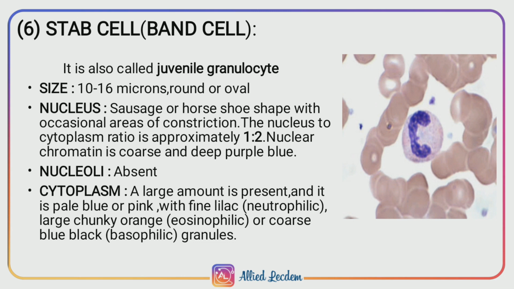Here, the nucleoli are usually absent and cytoplasm is large in amount, and it is pale blue or pink with fine lilac color granules in case of neutrophils, large chunky orange granules in case of eosinophils, or coarse blue-black granules in case of basophils.